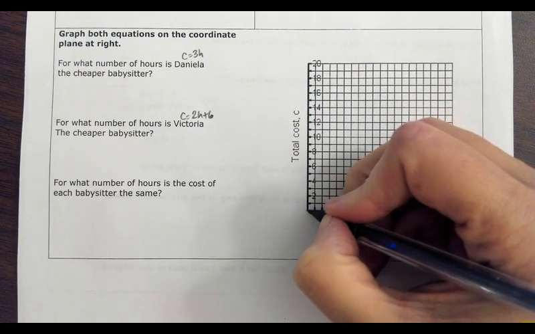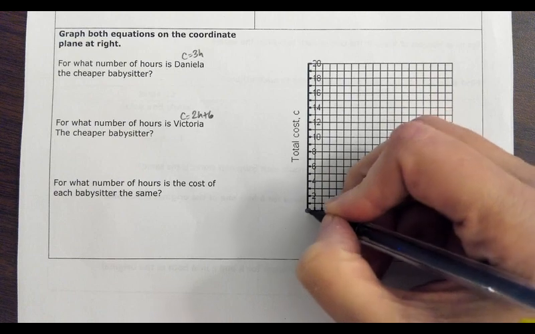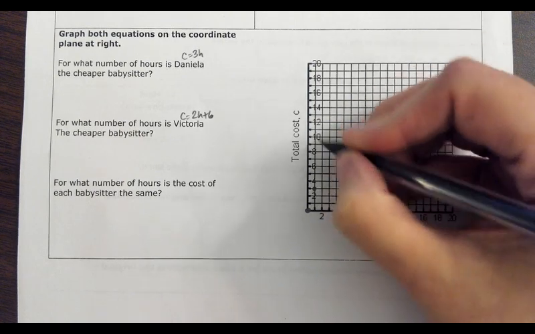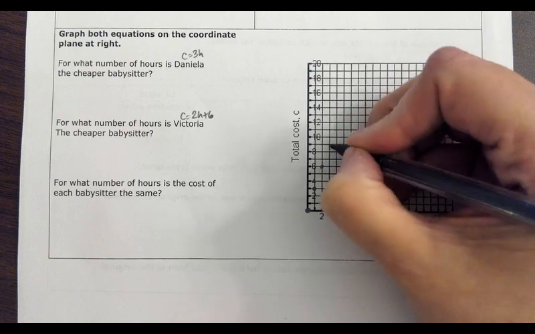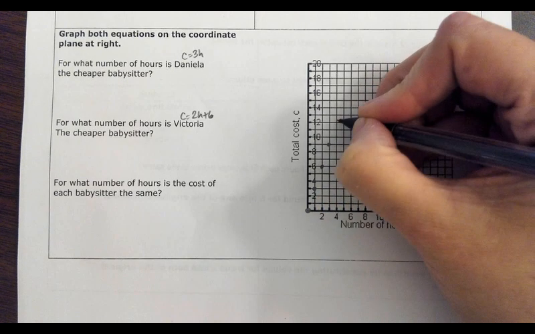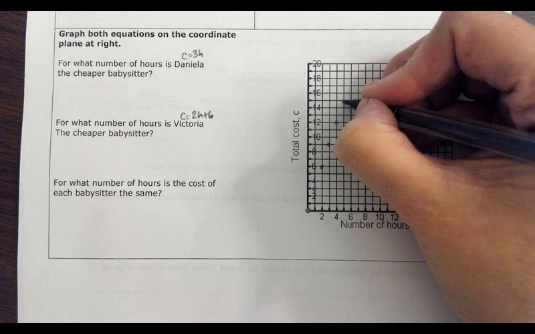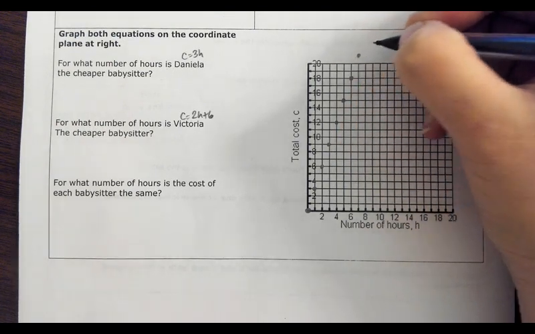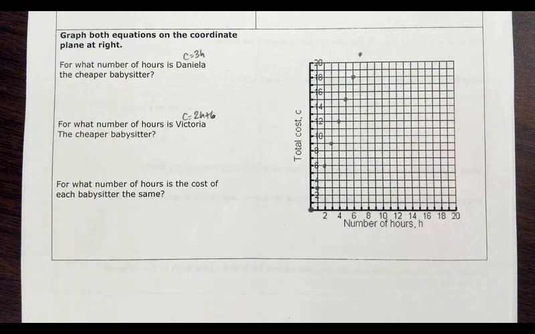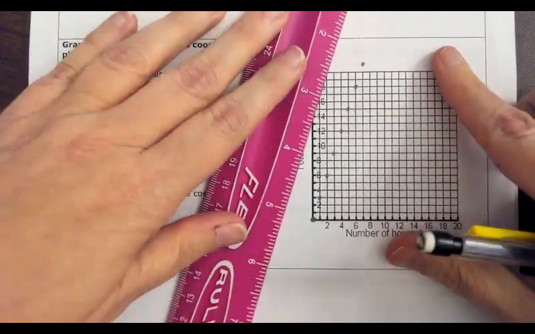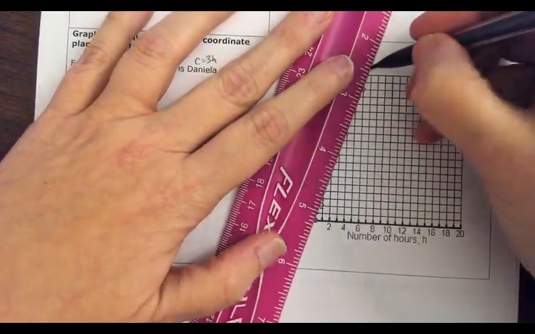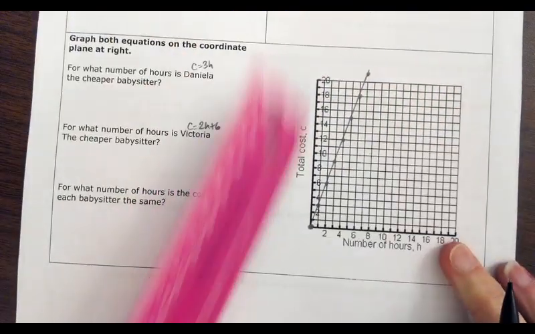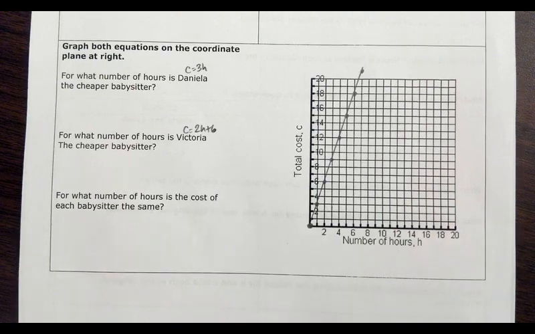Well, Daniela, if you don't babysit any hours, she shouldn't charge you any money. 1 hour is going to cost $3. 2 hours is going to cost 6. 3 hours is going to cost 9. 4 is 12. 5 is 15. 6 is 18. And we'll just go ahead and put a spot up there at 20. I'm going to use my ruler to connect these, but you'll notice that I made big dots on the line so that I could still see where the values were.